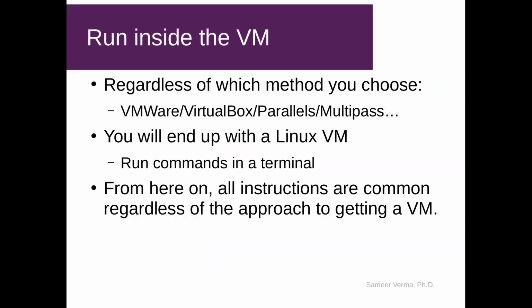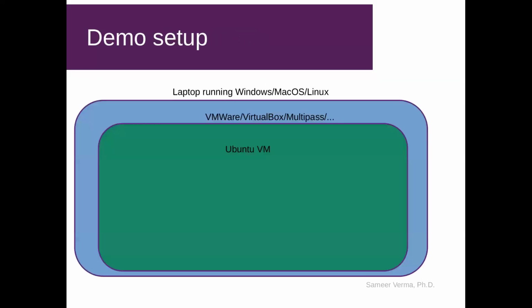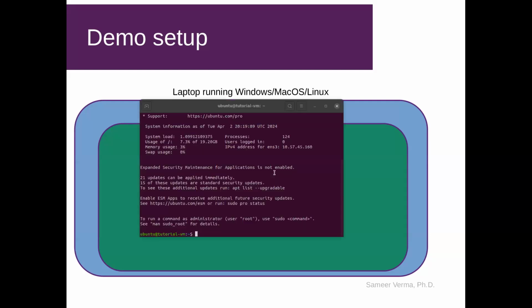Okay. Now, regardless of what method you use to build your virtual machine, once you have a virtual machine, everything from here on is essentially the same because you're literally running inside the VM and not outside on your Mac or Windows laptop. So this is the setup we have. I've got my laptop running Linux, but yours may be Windows or Mac. And we have some kind of a virtual hypervisor, which has given us the green box, which is the Ubuntu VM. So this green box is basically this terminal here. That's what I have, right? You with me so far?